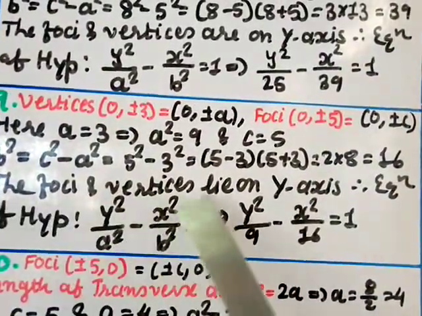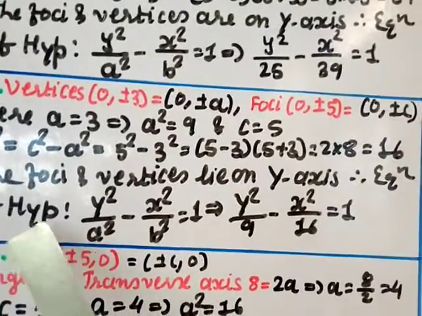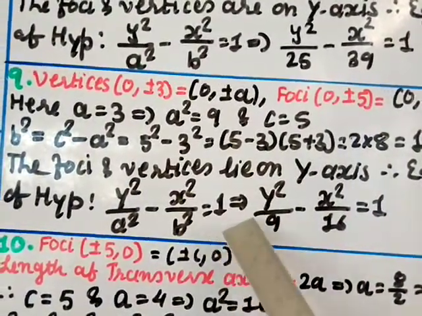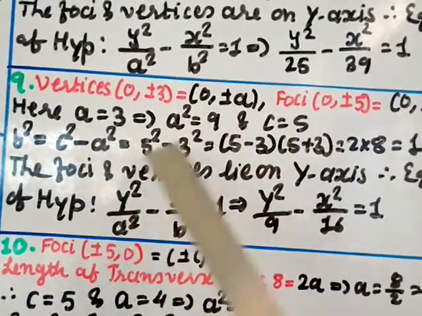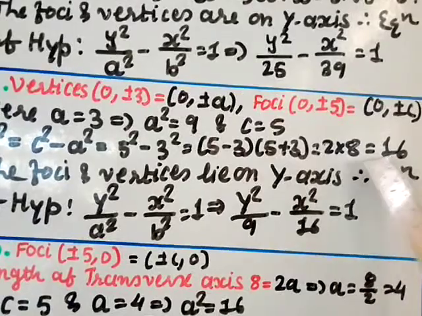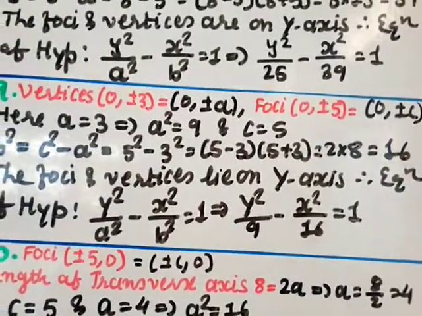Now the foci and the vertices lie on the y-axis. Therefore, the equation of the hyperbola is y square by a square minus x square by b square equal to 1. This implies y square by a square, where a square value is 9, minus x square by b square, where b square is 16, equal to 1.